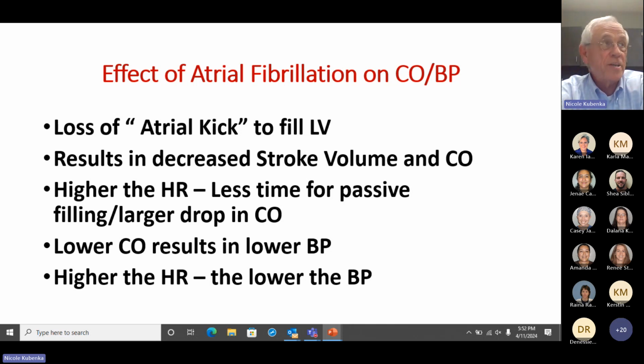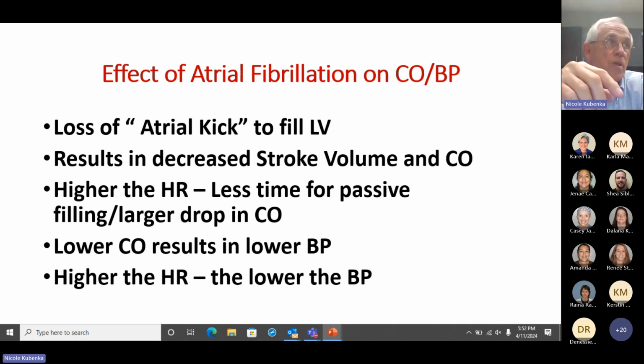What happens when the heart rate gets fast? Somebody comes in with atrial fib and RVR. Doesn't get enough time to fill. The amount of time between contractions is so short that you not only lose the atrial kick, you also lose the time it takes to fill the ventricle passively. So the higher the heart rate, the less time there is for the heart to fill, and pretty soon what happens? Blood pressure starts to drop because cardiac output goes down.